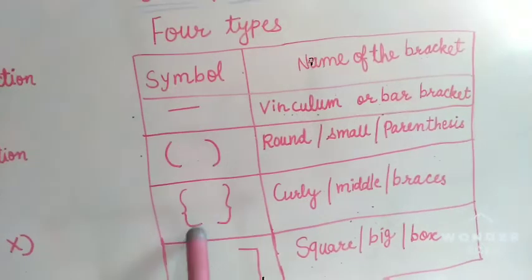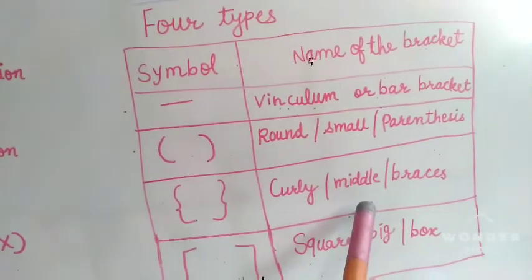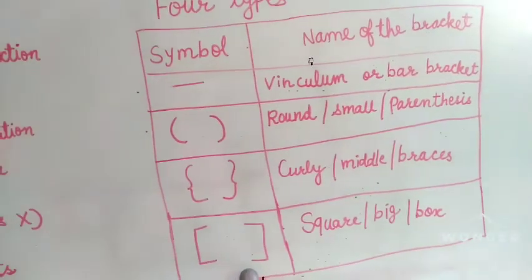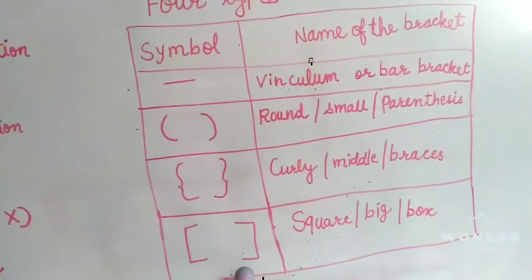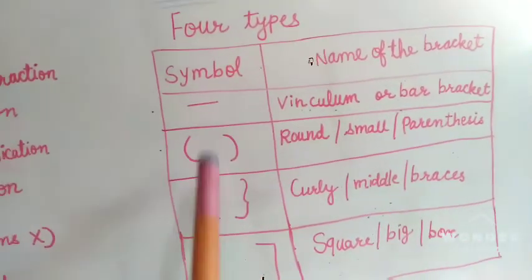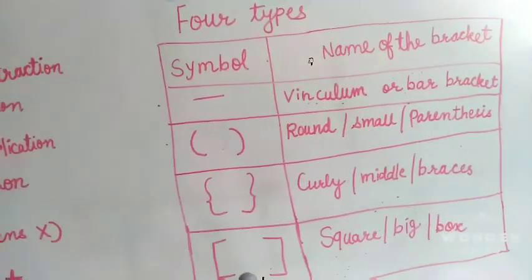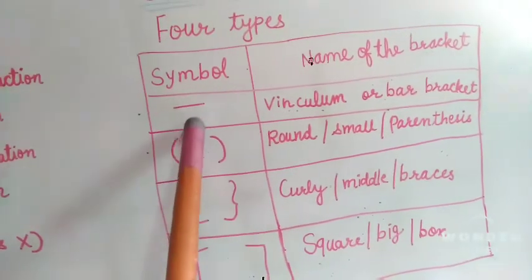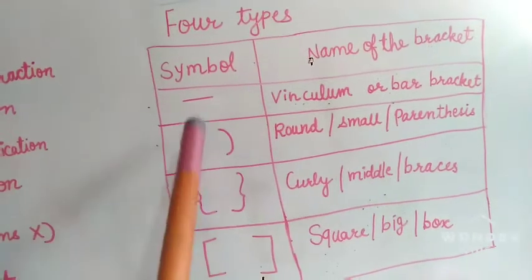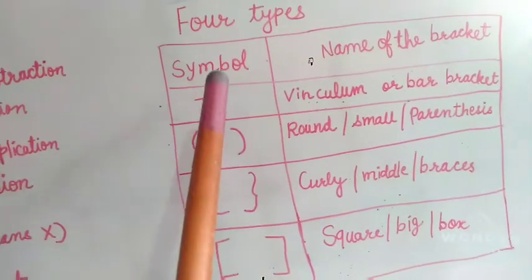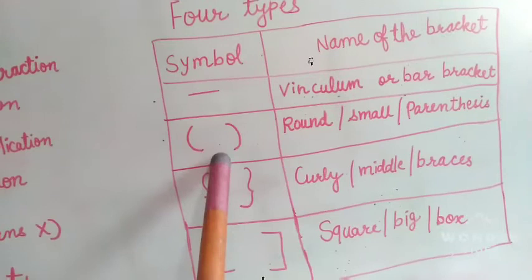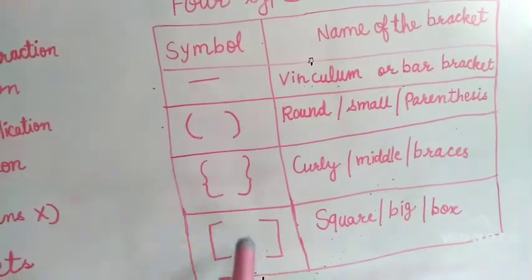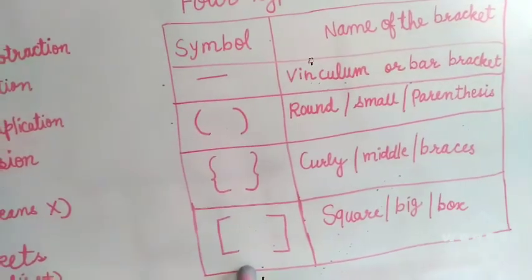The third one is curly bracket. It is also known as middle bracket or braces. And the last one is square bracket. It is also called big bracket or box bracket. Now, in the same order in which I have mentioned the symbols, if in a given sum you find these types of brackets, we will always solve the bar bracket first. Then we'll go for the round bracket or small bracket. Then we will solve the numbers within the curly bracket, and lastly we'll solve the square or big bracket.